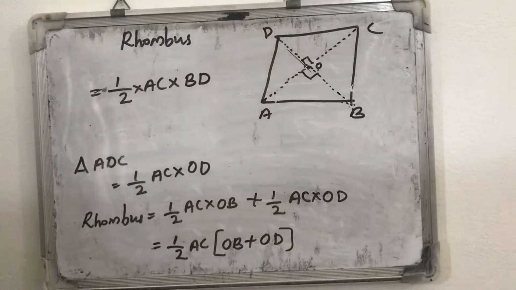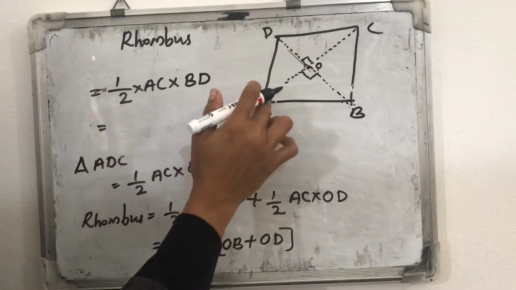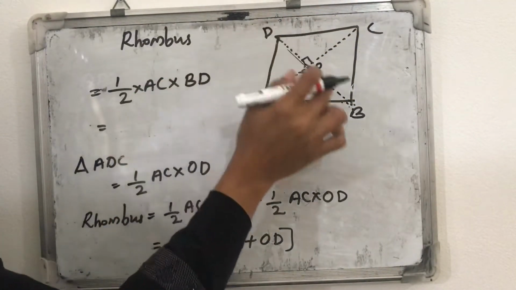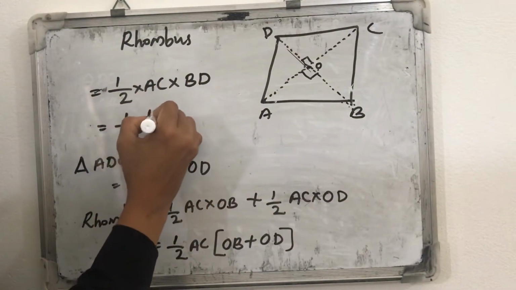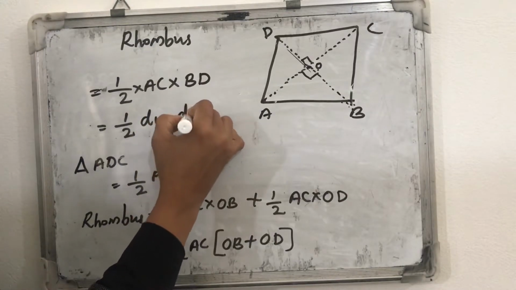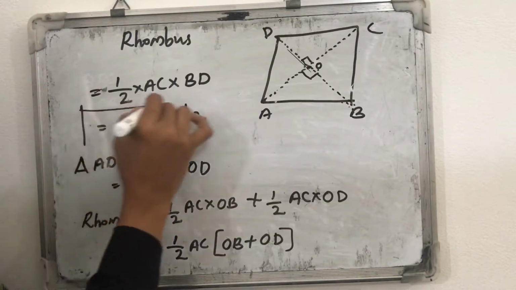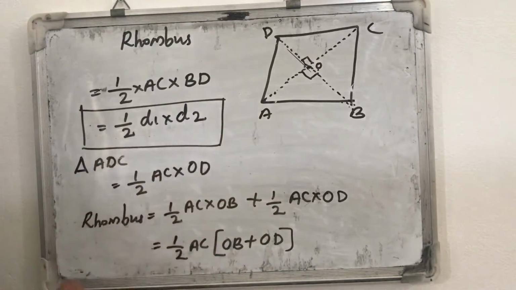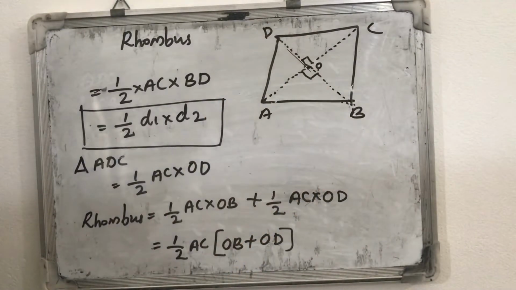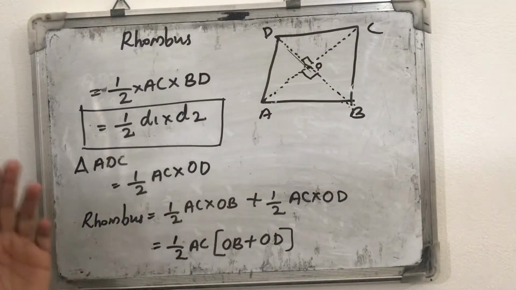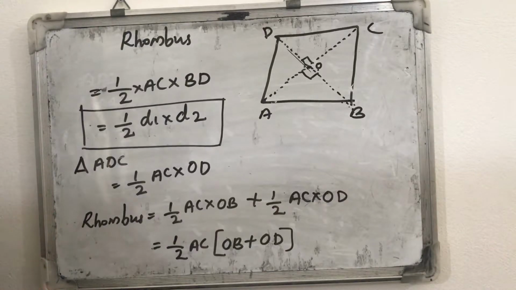Now when we consider this figure, AC is one diagonal and BD is another diagonal. So instead of AC we can write D1, and instead of BD we can write D2. So the area of a rhombus equals half into D1 D2, where D1 and D2 are the diagonals of that rhombus. So totally we learned three equations for area: one is for trapezium, second is for general quadrilateral, and third is for rhombus. Very important, all of you learn the equations by heart.